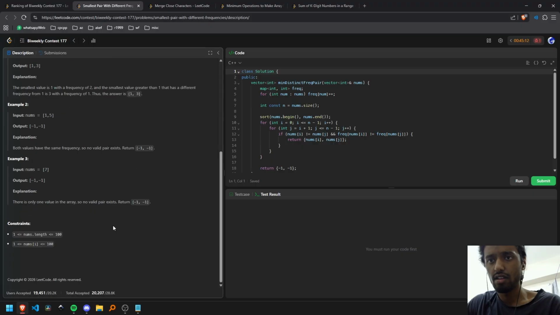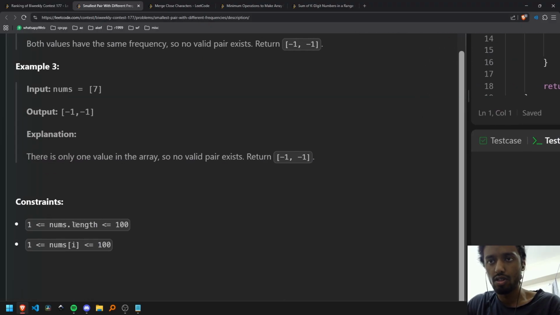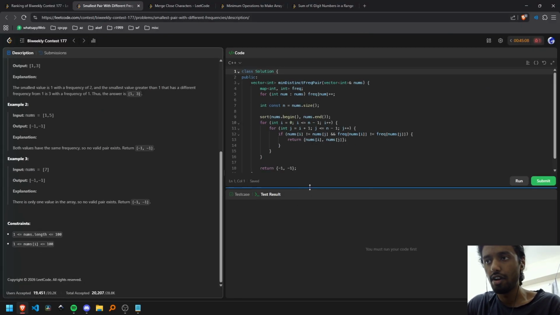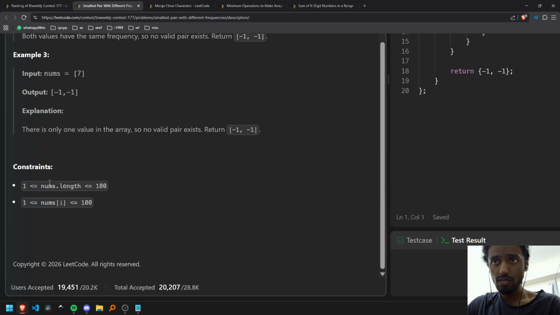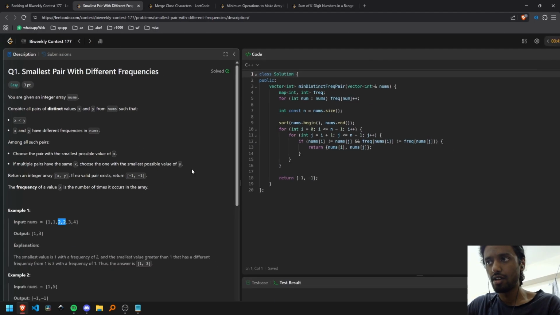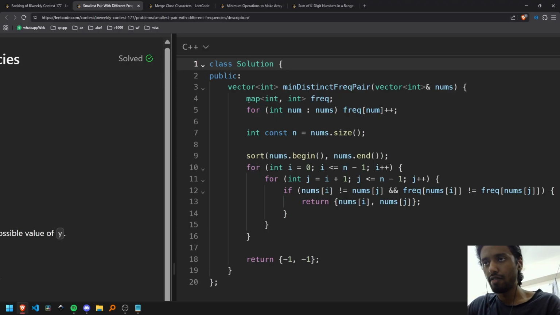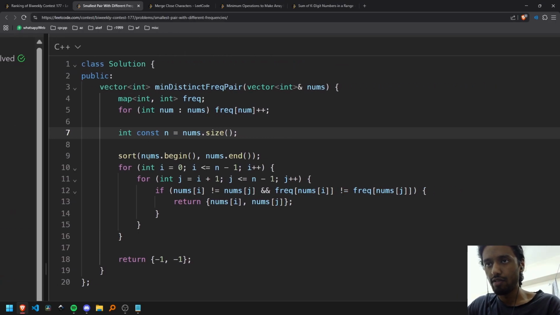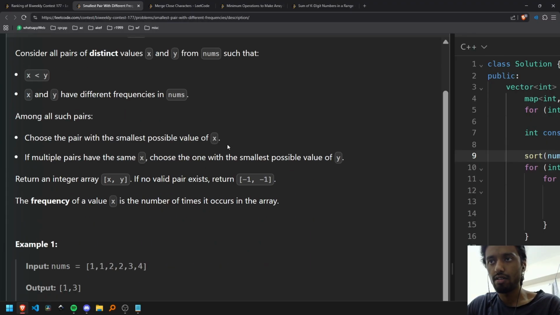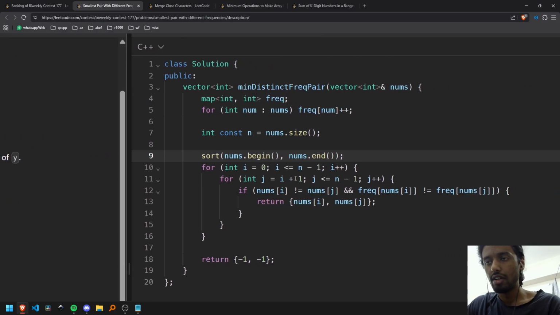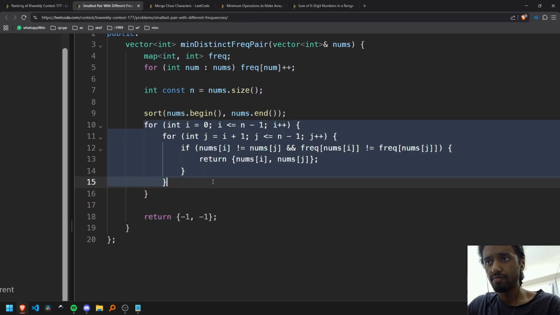So again, this is for the constraints, both nums length and nums values less than or equal to 100. So for 100 I was like, okay, straightforward, N square can work. So first we can calculate the frequency of all the elements in a map, and then sorting will help us enforce this rule. Basically find the smallest x, and if the x's are the same, then we find the smallest y. Sorting can help us enforce this.